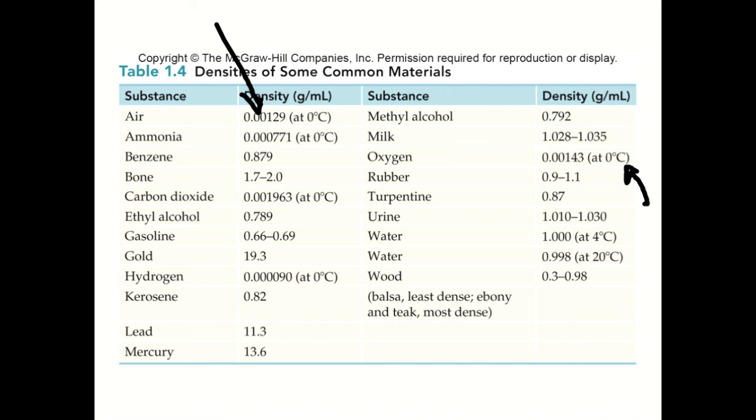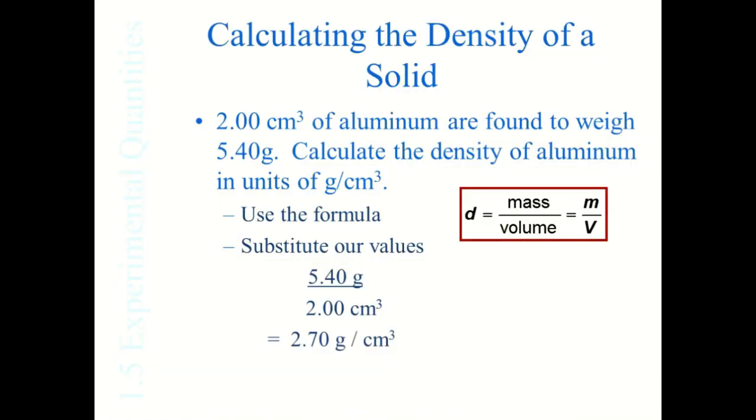Ethyl alcohol, 0.789. Gasoline, gold. So gold has a high density. So it's a heavy material. If you have a little bit of it, it's actually pretty heavy, just a little bit of it. Okay? Because it has such a high density. Lead, mercury, gold actually has a higher density than lead and mercury as well. So it would be heavier than those two things. If you had the same volume of them, then gold would be heavier.